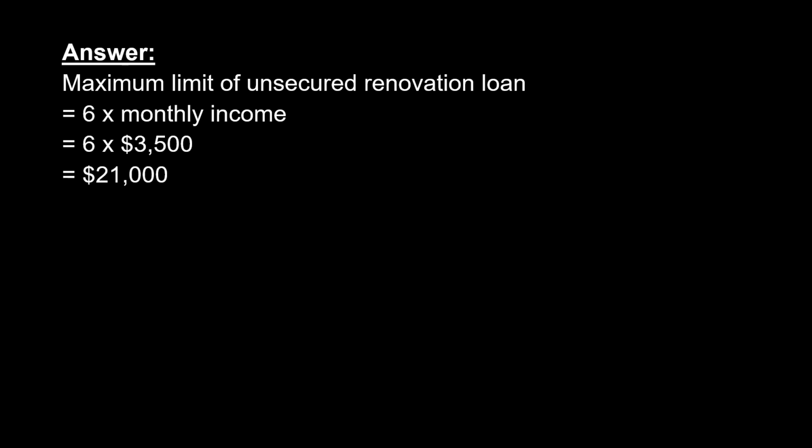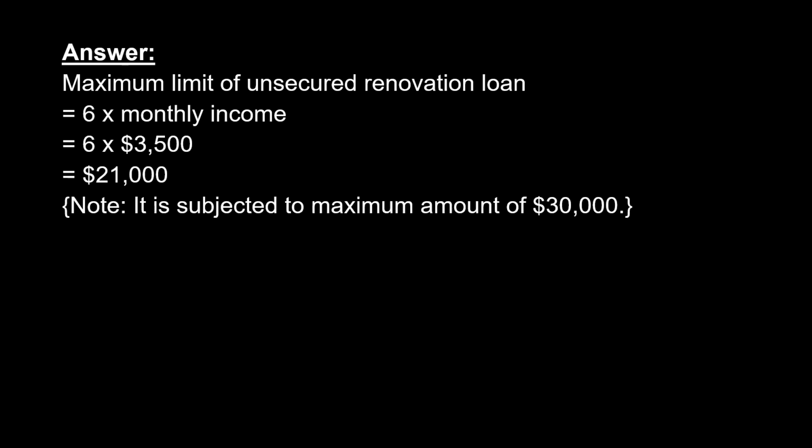So we look at the maximum limit of unsecured renovation loan. Here it is 6 times the monthly income. We know the monthly income is 3.5k. You substitute the figures in, and we get an answer here.